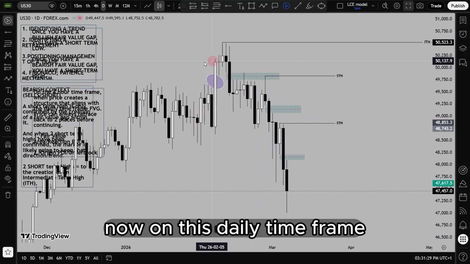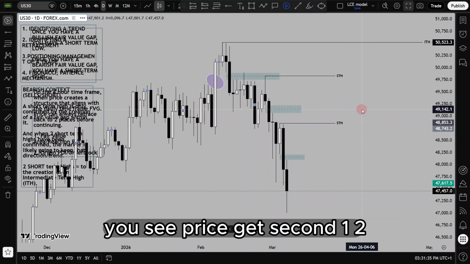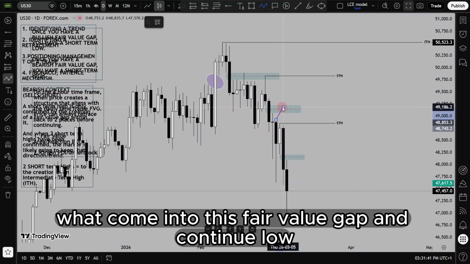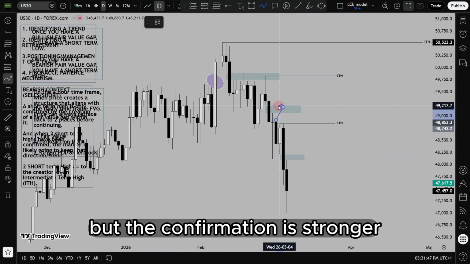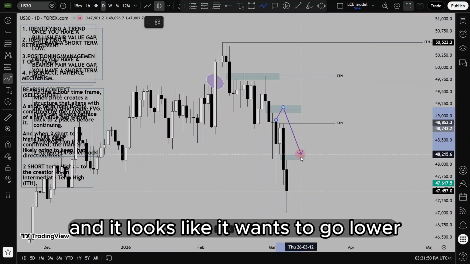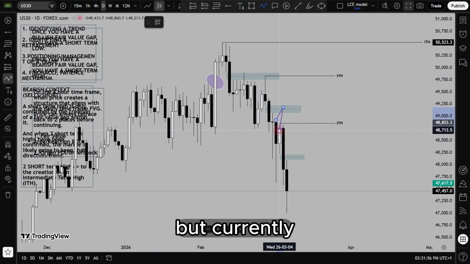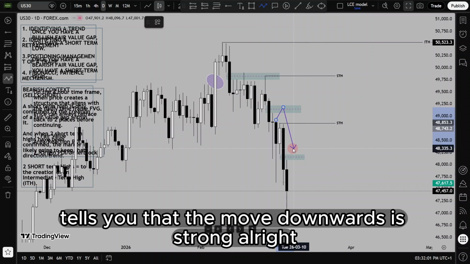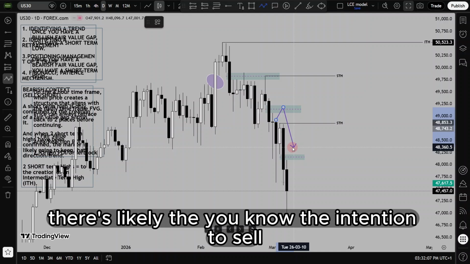Now, on this daily time frame, we see price create the first bearish fair value gap. One, we see price create the second one. Two, that automatically tells me that price may want to come into this fair value gap and continue lower. It doesn't necessarily mean it will come into the fair value gap, but the confirmation is stronger if it comes into the fair value gap and looks like it wants to go lower. Then you know there's a higher percent that it will go lower. But currently, the fact that price can create a fair value gap tells you that the move downward is strong, and there's likely sellers in that market, the intention to sell.